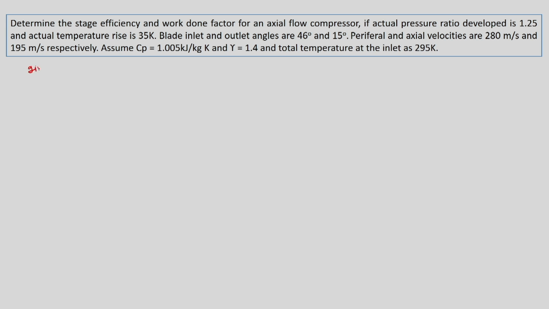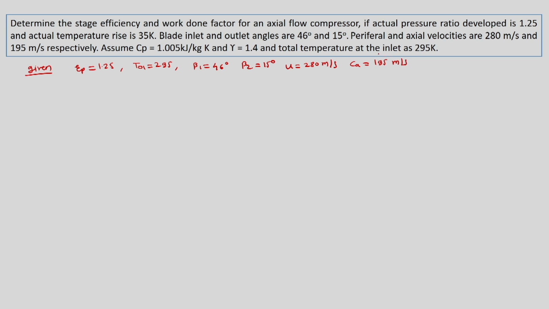So let us say what is given here, and given here is, actually it's a stage pressure rise, it is 1.25, T01 is 295, beta 1 is 46 degree, beta 2 is 15 degree, U peripheral speed is 280 meter per second, and the axial speed Ca is 195 meters per second.